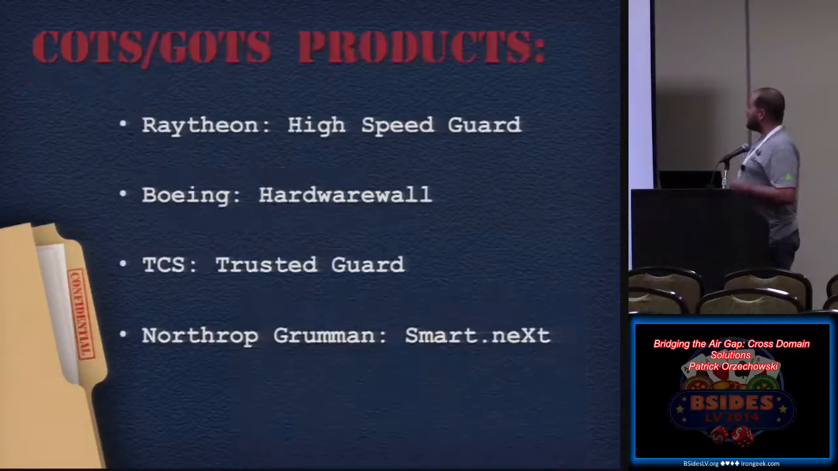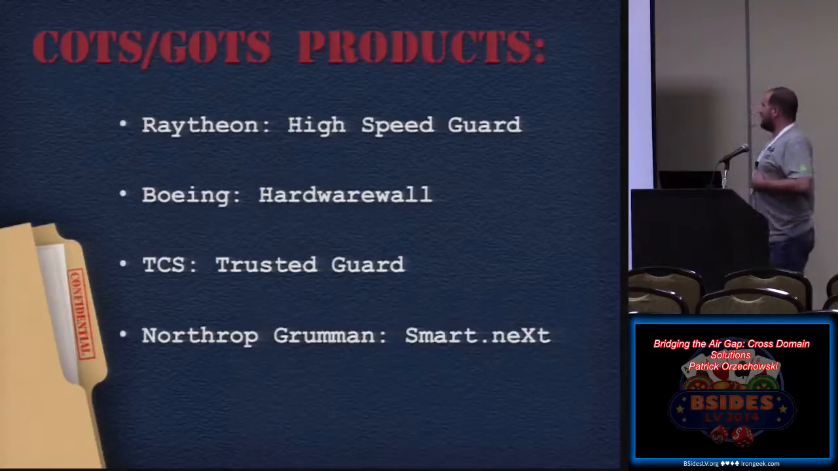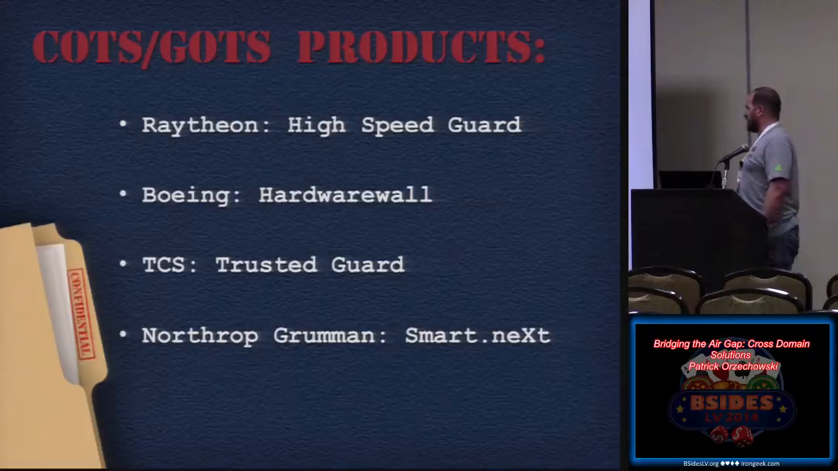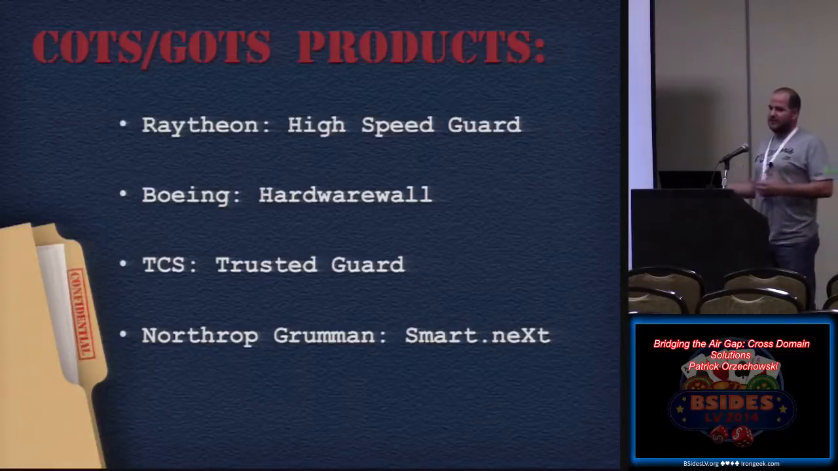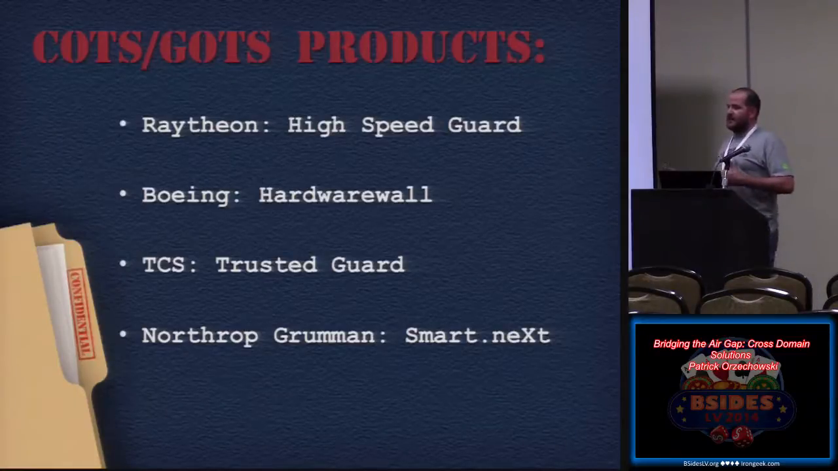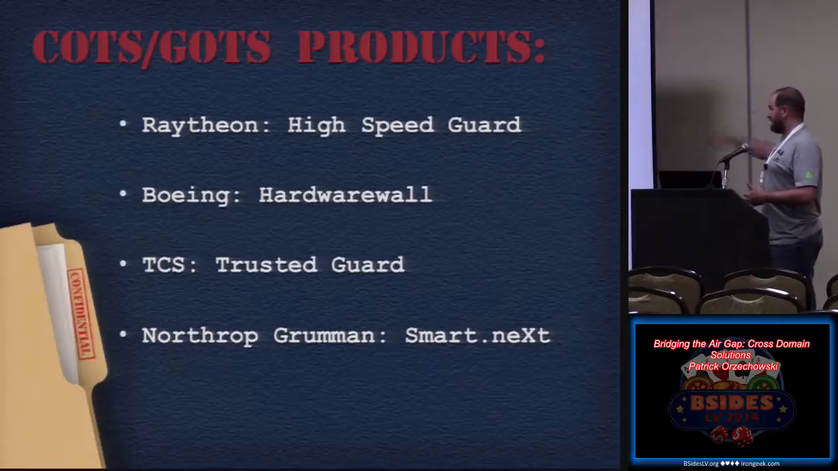Some examples of COTS products, Raytheon's High-Speed Guard, Boeing Hardware Wall, TCS Trusted Guard. These guys got bought by Raytheon, I think, and Northrop Grumman, SmartNext, which is an email classification filter, so you can send emails between classification domains. There are dozens of these.